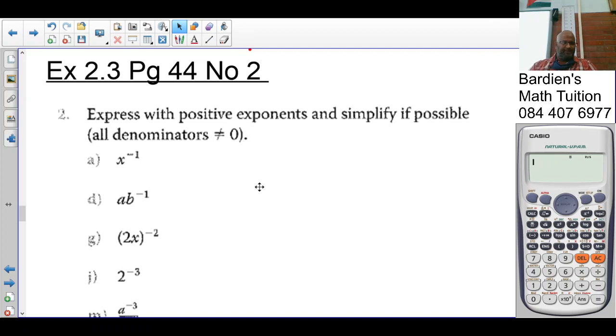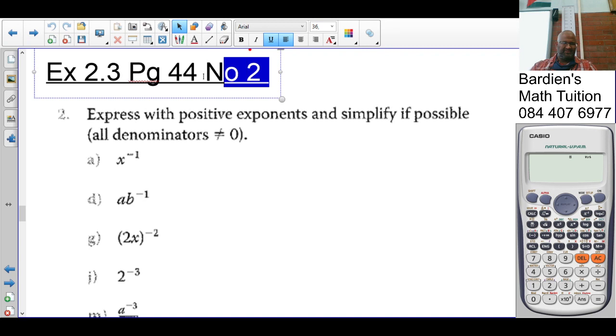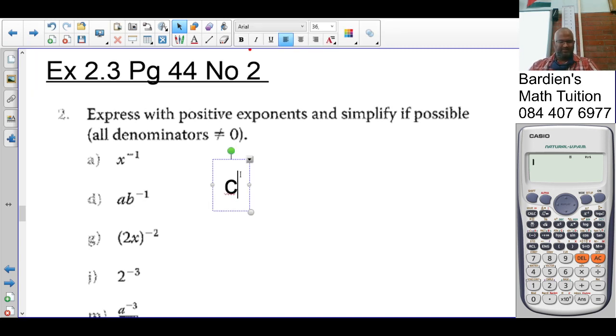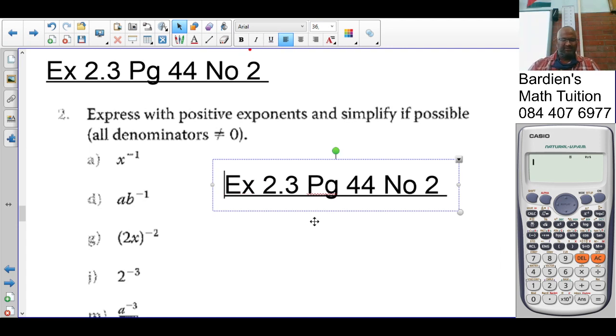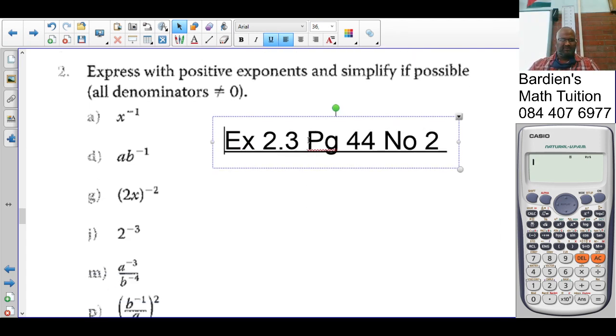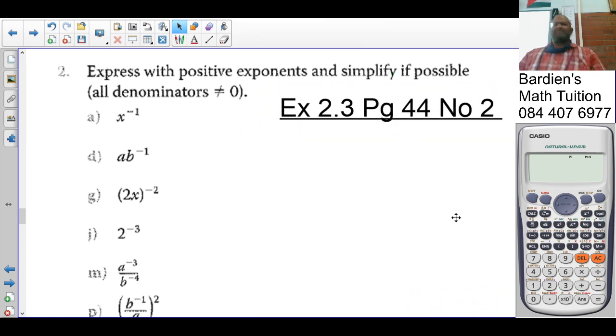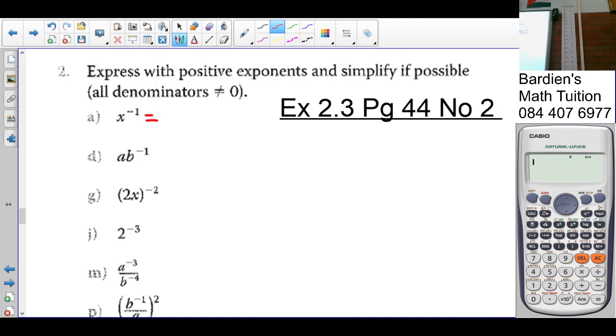Alright. So the question says express with positive exponents. So the first answer is going to be 1 over x. The next one, the negative is only on the b, so only the b goes to the bottom, not the a. So this is going to be a over b.